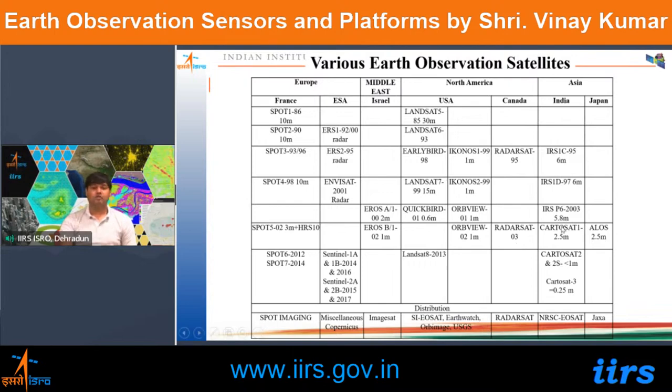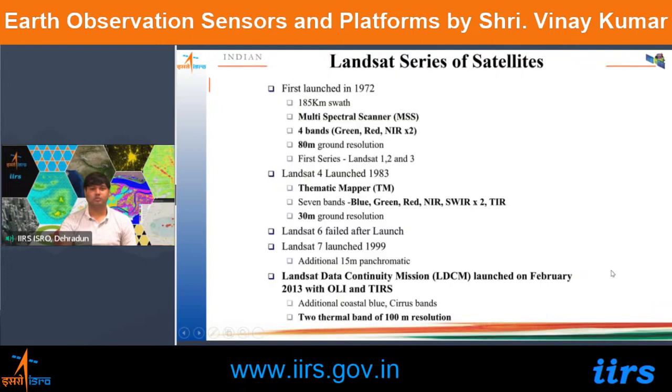From India, we have the Indian Remote Sensing Satellite series and the Cartosat series of satellites. The latest, Cartosat 3, was launched with 25 centimeter resolution. From Japan, we have the ALOS satellite. These are the agencies taking care of data distribution. From India, the National Remote Sensing Center takes care of the data distribution.